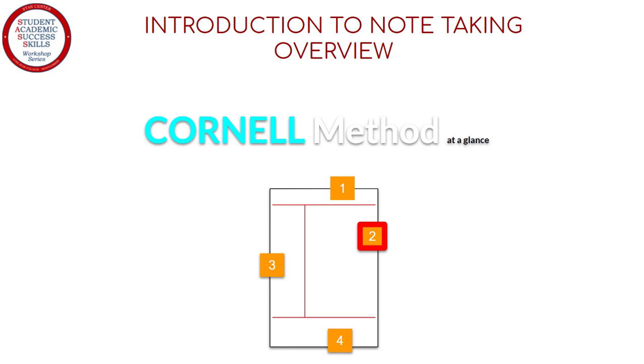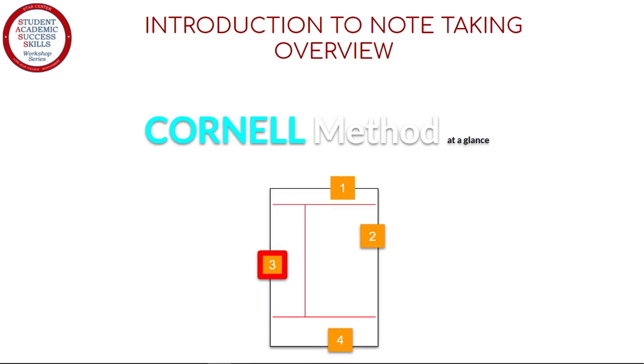Once your class or lecture is over, or even when you're done reading your textbook and you've finished writing out all the information you found important in this section 2, you then come to section 3, what we call the Q column or the recall column. This section should be set up on the left-hand side of your paper and should be around 30% of your page width, or about 2.5 inches from the left-hand side.